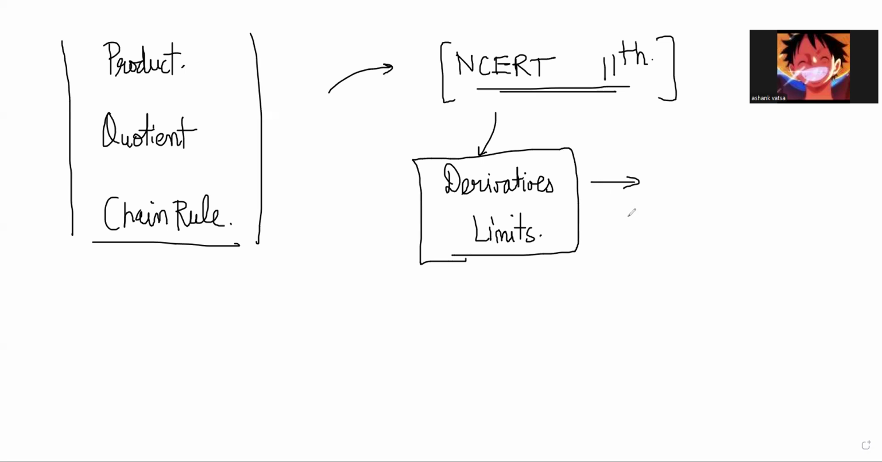There will be some examples, some questions there. You need to practice all of the derivative rules and how to take derivatives. You need to practice enough so that you become comfortable with it. The best place to practice would be this derivatives chapter and limits chapter from NCERT. So you need to start doing it today only.